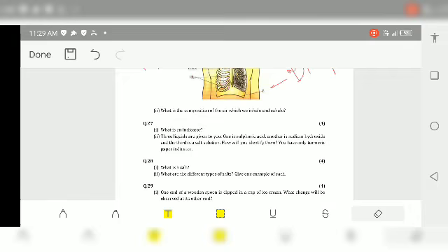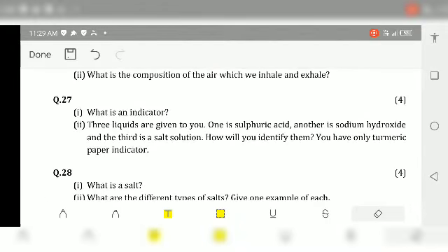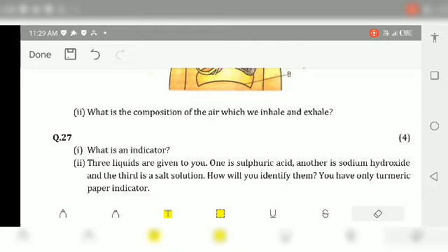Next, what is the composition of air which we inhale and exhale? During inhalation, we take in 21% oxygen and 0.04% carbon dioxide into our lungs. During exhalation, 16.4% oxygen and 4.4% carbon dioxide is taken out.